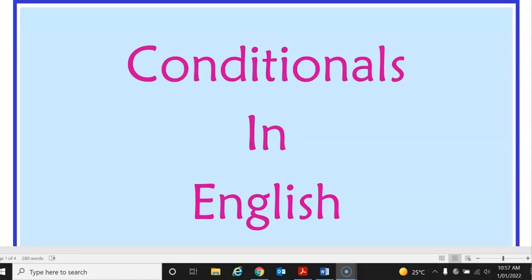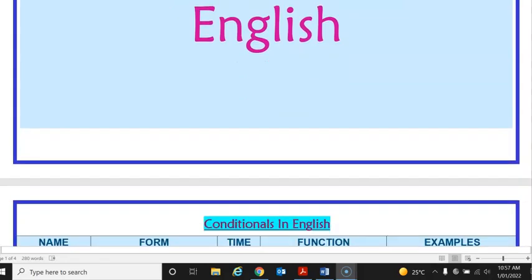Hi everyone. So this short video just gives a brief overview of the 4 conditionals that we use in English. Let's have a look at this table.